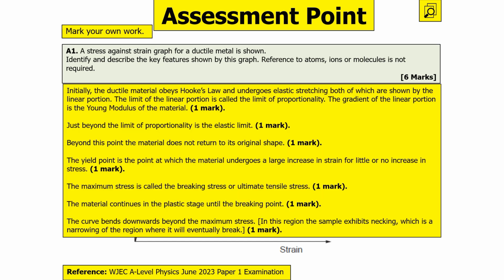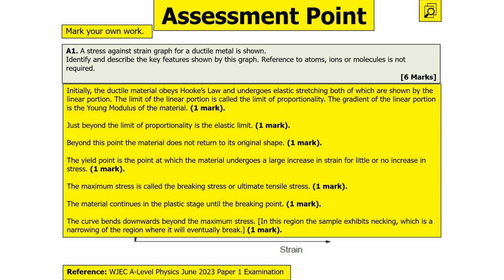Right, so we know that initially the ductile material obeys Hooke's law and undergoes elastic stretching, both of which are shown by this straight line portion. The limit of the linear portion is called the limit of proportionality, and the gradient of the straight line is the Young modulus. Beyond the limit of proportionality is the elastic limit. Beyond this point, the material will not return to its original shape when the deforming force on it is removed.